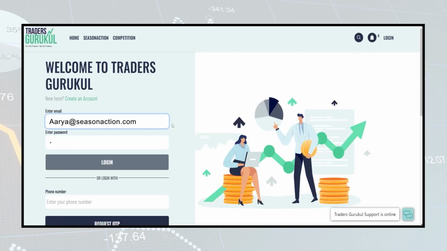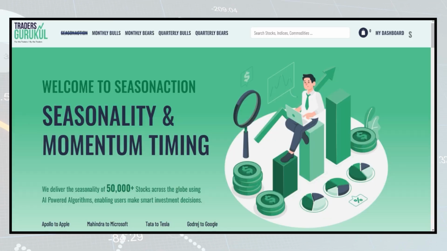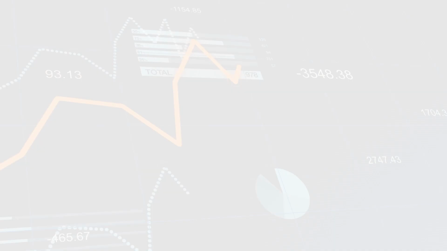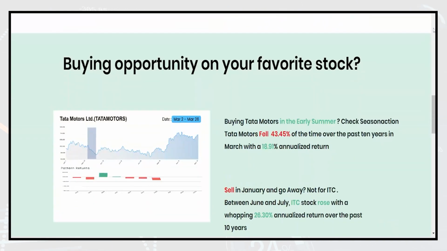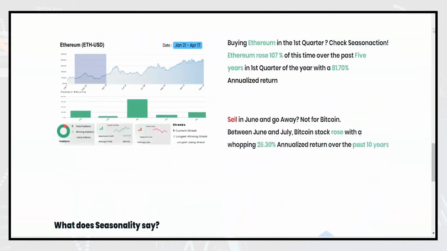Upon logging in, you'll be redirected to the homepage, where you can explore the seasonality of over 50,000 stocks worldwide, utilizing our AI-powered algorithms for informed investment decisions.